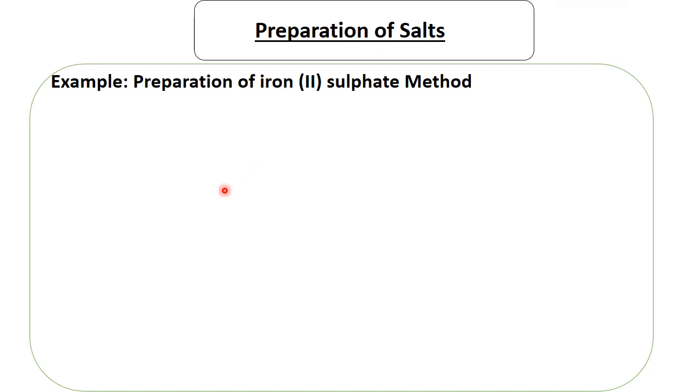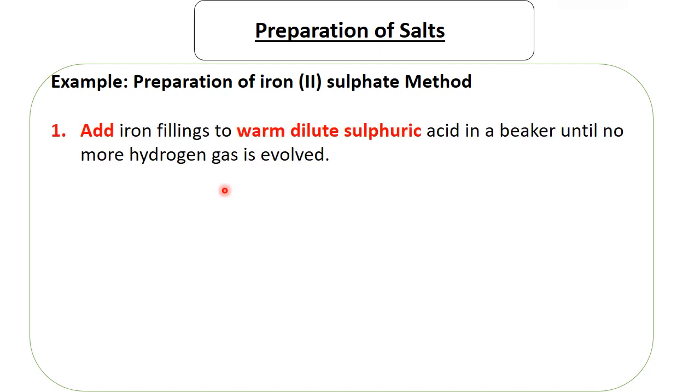So what's the procedure? The procedure is simple. First, you add iron filings to dilute sulfuric acid in a beaker until no more hydrogen gas is evolved. So you add bit by bit. When you add, there's going to be a gas evolving. Then you can keep on adding till there is no more gas evolving.